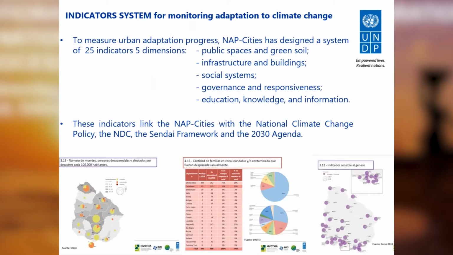Another activity I would like to share with you is that to measure urban adaptation progress, NAP-Cities has designed a system of 25 indicators in 5 dimensions: public spaces and green soil, infrastructure and buildings, social systems, governance and responsiveness, education, knowledge and information. These indicators link the NAP-Cities with the National Climate Change Policy, with the NDC, the Sendai Framework, and the 2030 Agenda.